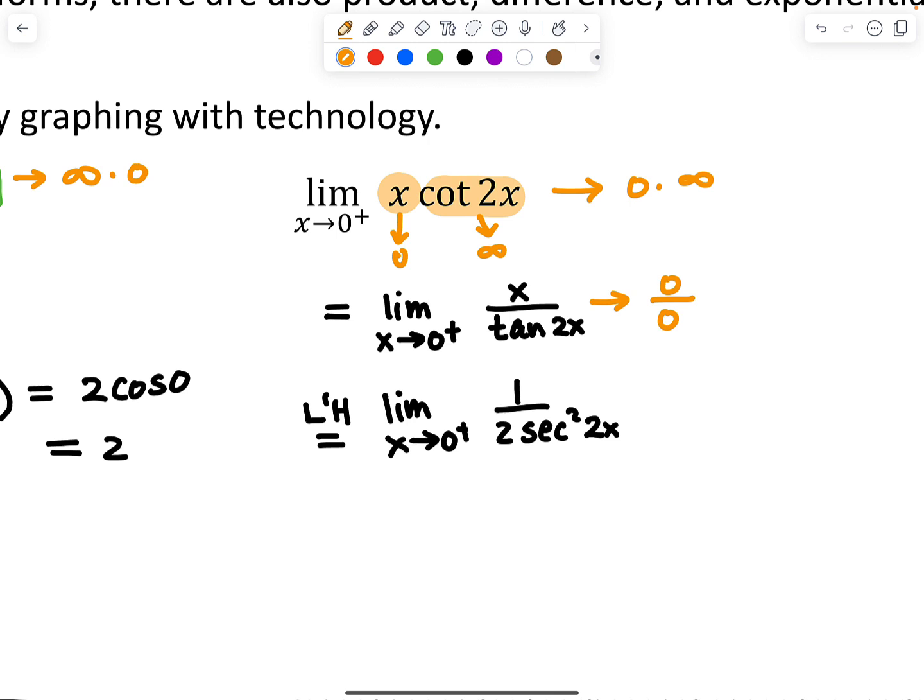Secant is also continuous at x equals 0. So we can just plug in 0 at this point. 2 times 0 is 0. The secant of 0 is 1. 1 squared is 1, and 1 times 2 is 2. So we get a limit of 1/2.